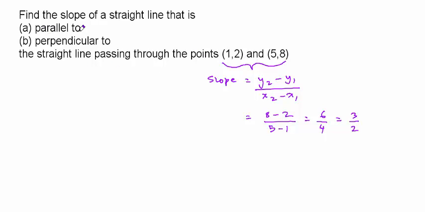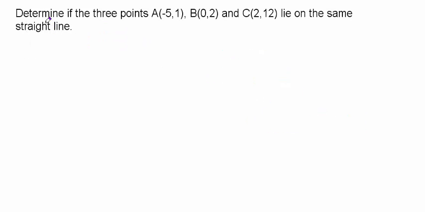For a parallel line, the slope is exactly the same. So you have slope is equal to 3 over 2. And for a perpendicular line, it's the negative reciprocal of this slope. So it's going to be slope is equal to, for the perpendicular line, negative, what's the reciprocal of 3 over 2? The reciprocal of a fraction is obtained by flipping over the numerator and the denominator. So this is going to be negative 2/3. That's the slope. Let's try another one.